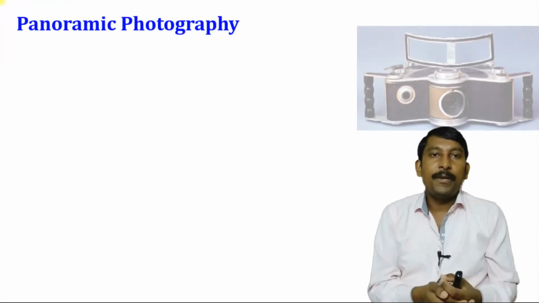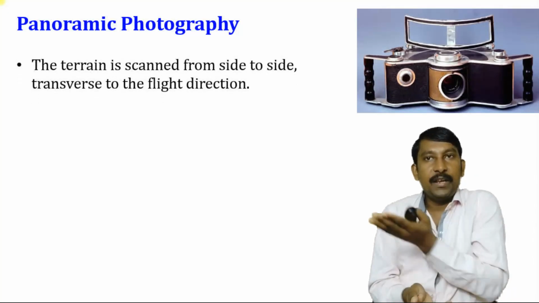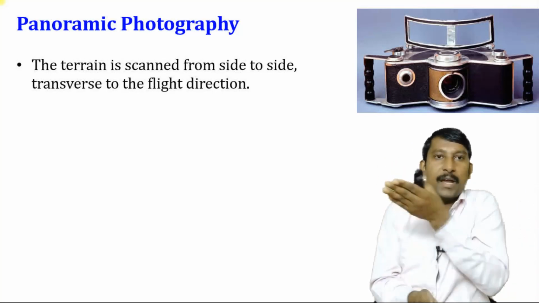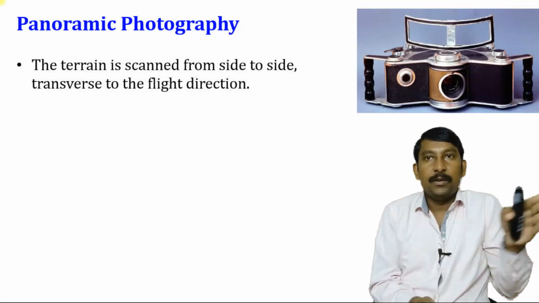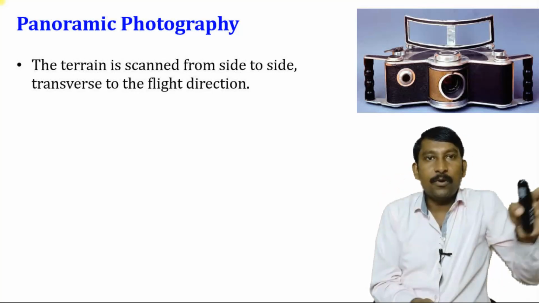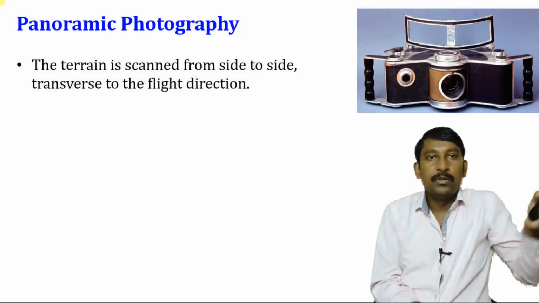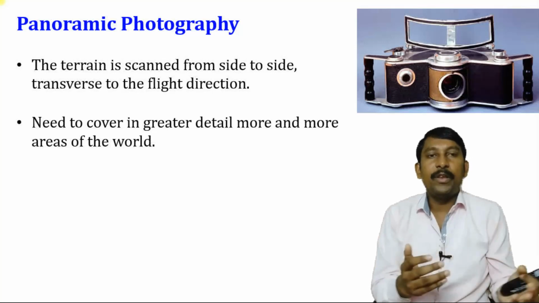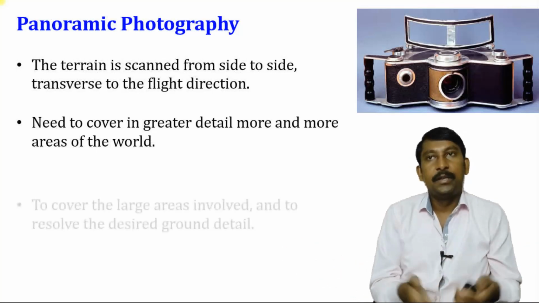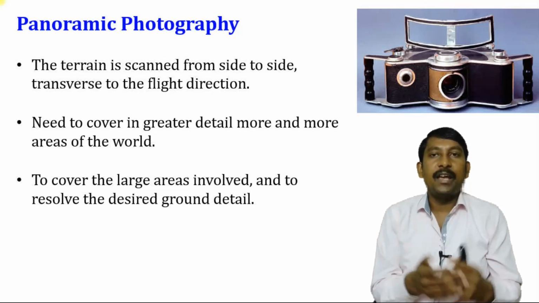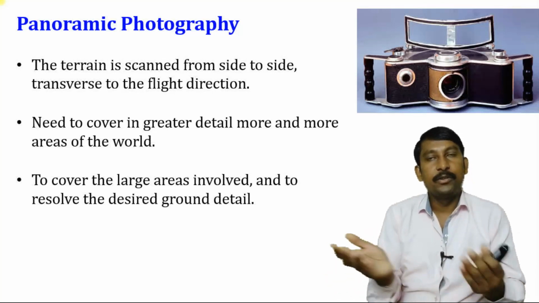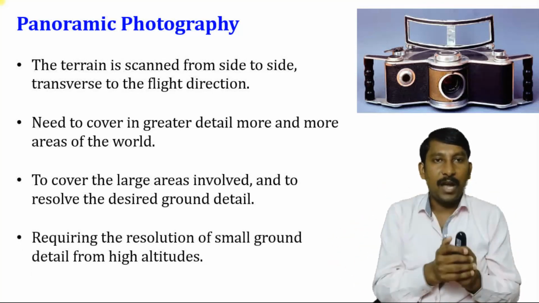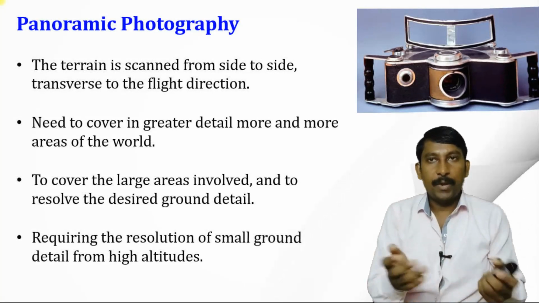Next, panoramic photographs. In panoramic photographs, the terrain is scanned from side to side like this. This scanning is done by rotating a prism or rotating a lens according to the flight direction of the aircraft or drone. When you need to cover greater detail and more and more areas, you can take panoramic photographs to cover a large area and resolve the desired ground details. They are also used when you require the resolution of small ground details from high altitude. In this case, you can take panoramic photographs.